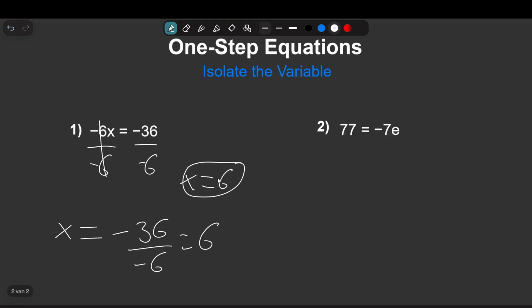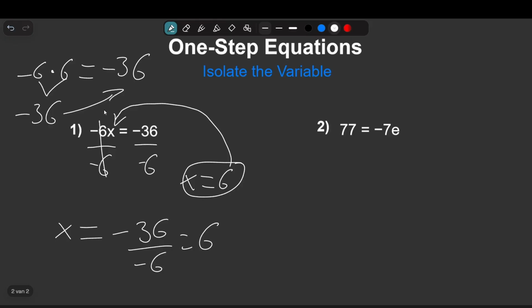And if you want to check if your answer is correct, you can always check this by plugging your answer into the x spot. So then you will get this equation: -6 times your answer, which is 6, equals -36. Now you can figure out if your answer is correct. So -6 times 6 will equal -36. And as you guys can see, this is the correct answer.